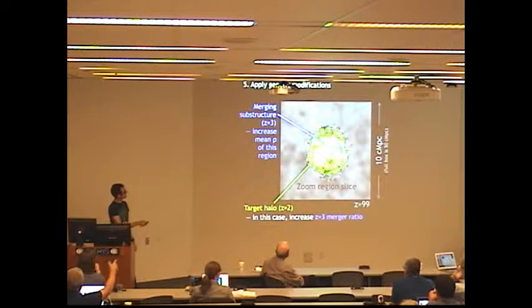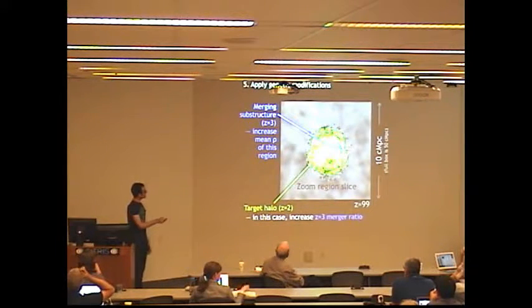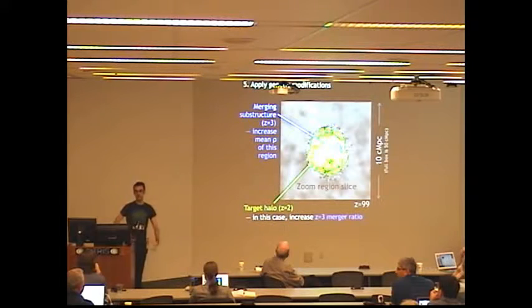That's right, yes. Well, so this is the halo at redshift 2. This is a bit of substructure that merges in at redshift 3. So by redshift 2, it's all part of the same halo. Yeah, right. But this whole thing is going to collapse into a single halo.